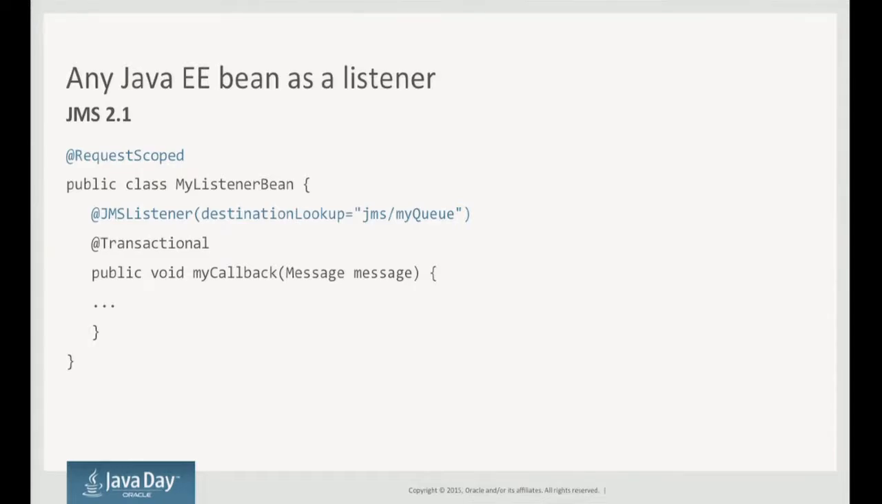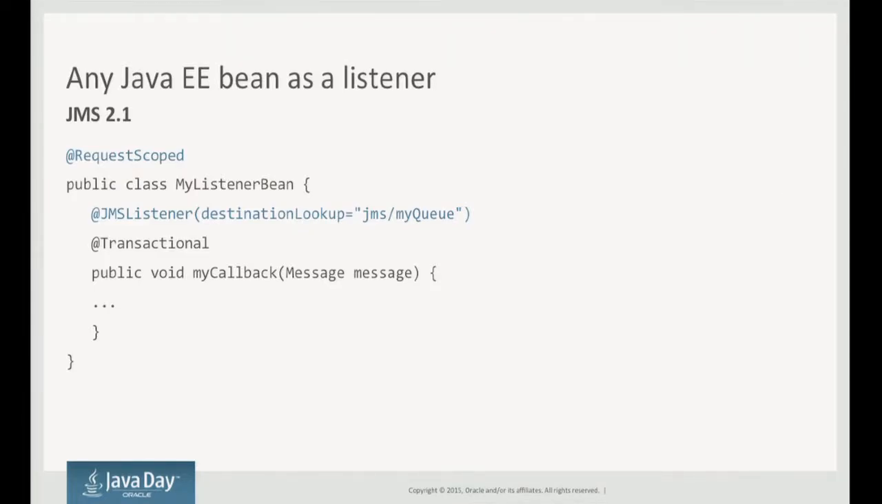What we're proposing for JMS 2.1 is that any Java EE managed bean should be available to be a listener. In this case, we have a CDI managed bean. I've annotated it request scoped, but you could imagine that it is application scoped as well, or it could be singleton. And the relevant annotation here is this JMS listener annotation. And the only piece of information we're providing is the queue from which the messages are going to be delivered.